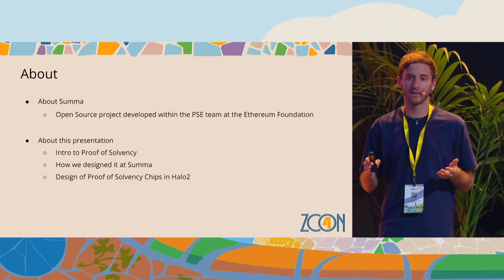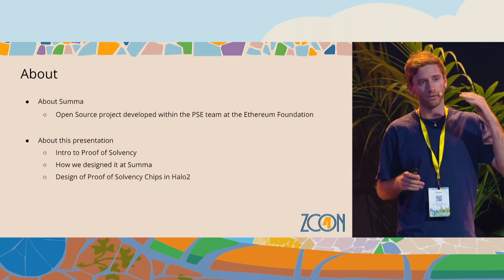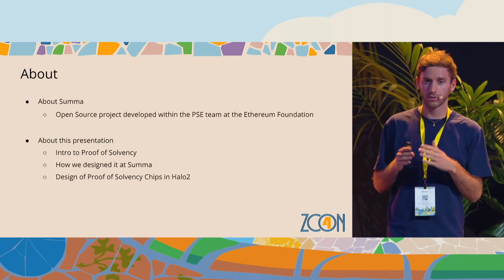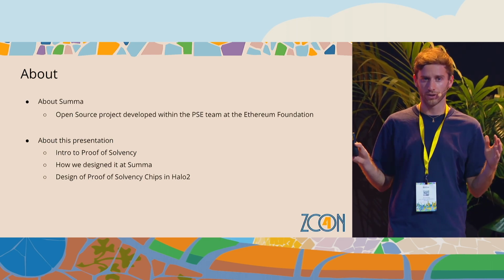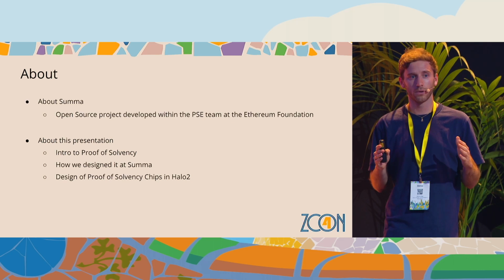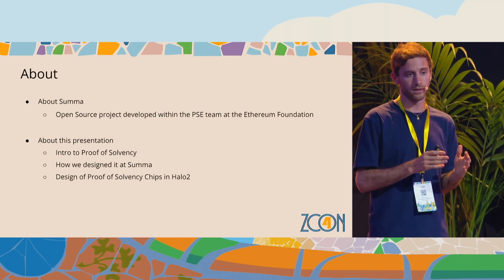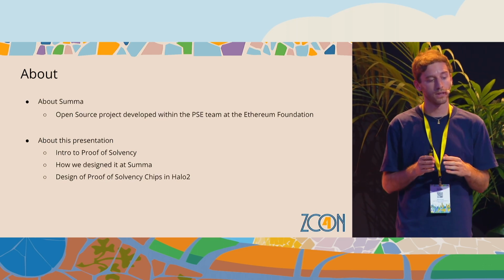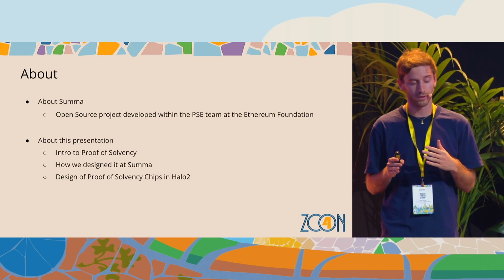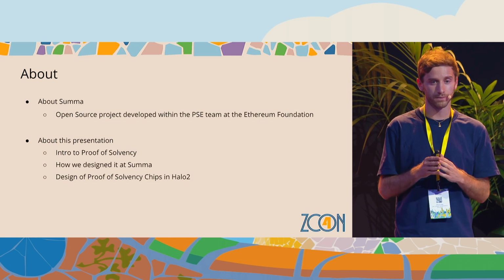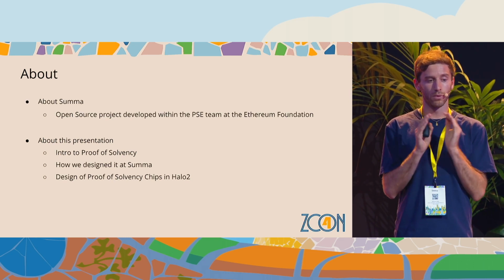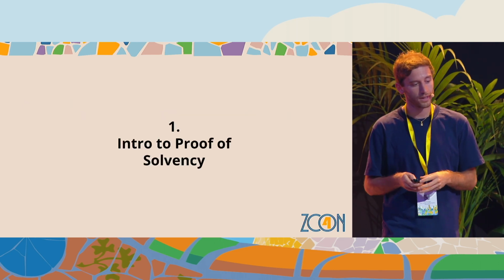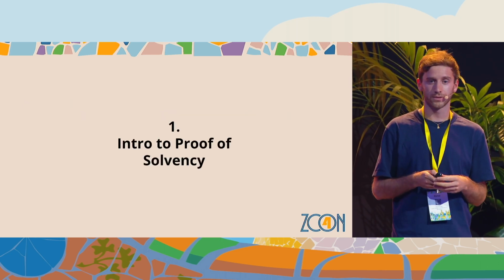About this presentation, I will go through three different parts. The first one will be an introduction to proof of solvency in general. The second one will be more related to Summa, how we build proof of solvency. And the last one will be more related to Halo2. In particular, we are going to go through the design of a few chips, let's say the smallest components of the circuit that we use in Summa. So let's start with the intro to proof of solvency.